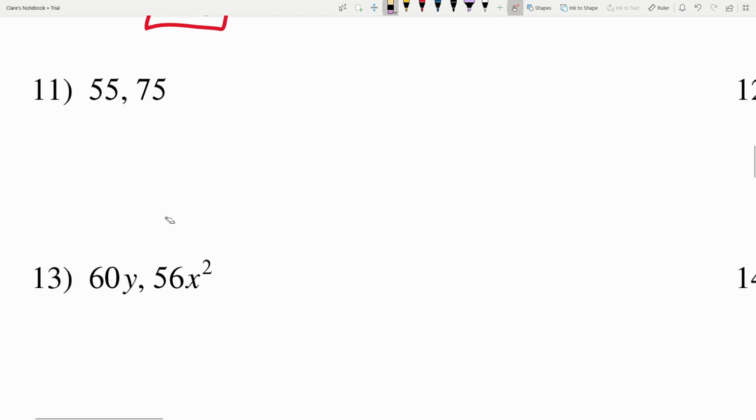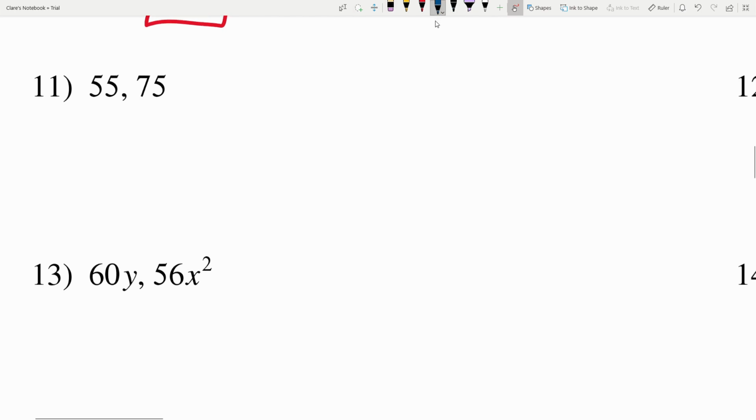Number 11, we have 55 and 75. So 55, writing out those factors, is 1, not 2, not 3, not 4. 5 times 11 gives us 55. So 1, 5, 11, and 55, I know are factors of 55. Is there anything else in between 5 and 11 that multiply to give us 55?